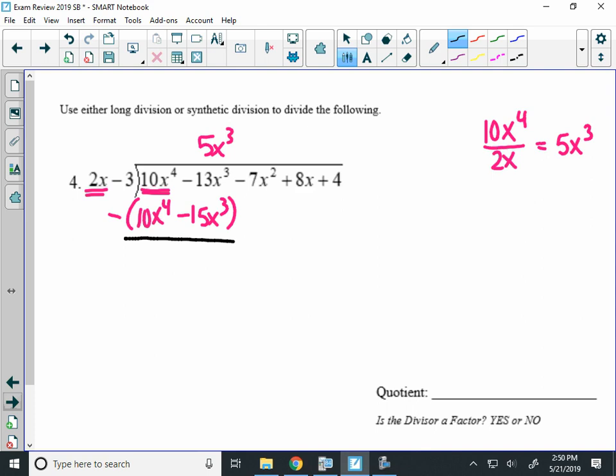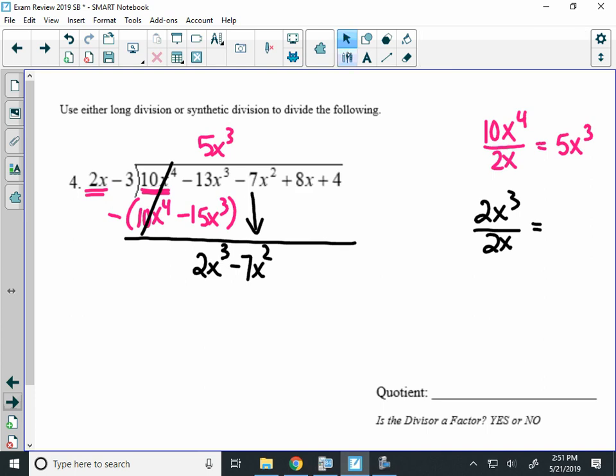Now when I subtract here, the first terms always go away. Then I carefully subtract -13 minus -15. That's an addition. -13 plus 15 is 2x cubed. Bring down the next term. And I start over. 2x cubed, first term, divided by 2x.